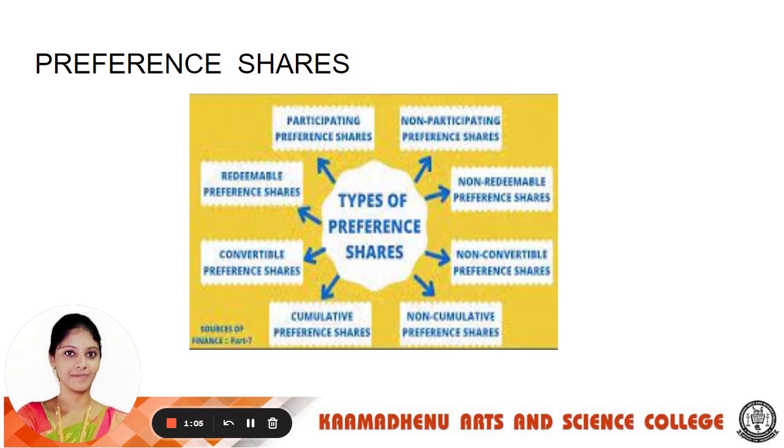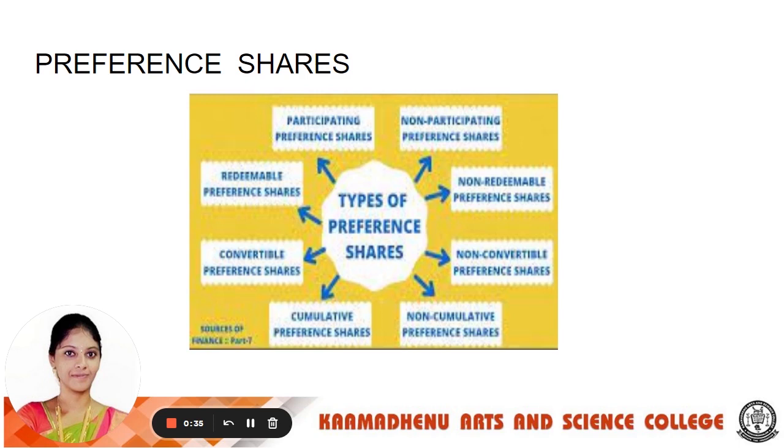The next one is participating preference shares. These enjoy the right to participate in the surplus profit after the dividend is paid to the shareholders, and the rate is specified by the board of directors. The next one is non-participating preference shares. These do not get any additional rights to the profit at the time of the winding up of the company.